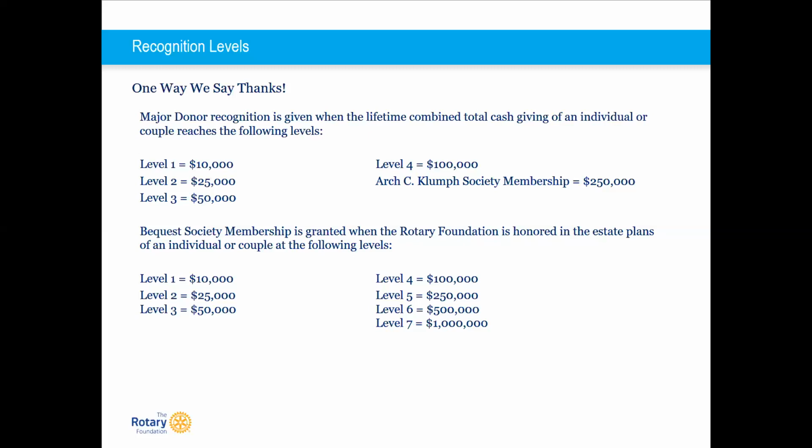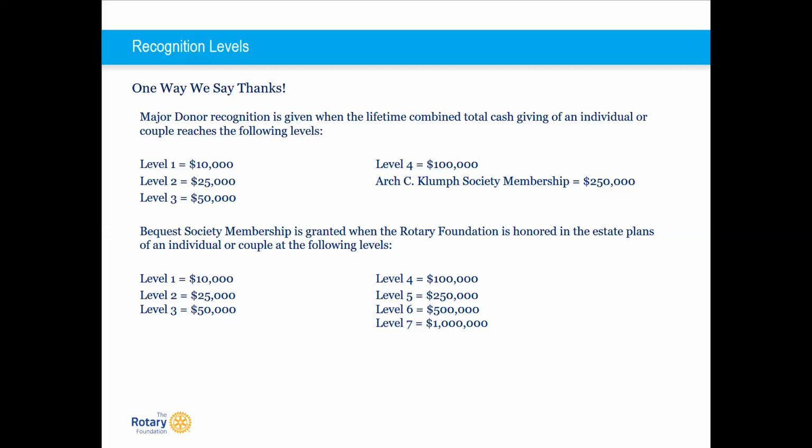Or they set it up so that at first death, Rotary gets 50. At second death, Rotary gets another 50. Well, then they're level 4 because at second death, the total amount is 100,000. So we have to be cognizant of that. And again, whatever donors decide is right for them, we're happy to recognize. We don't push one way or the other. Everybody's situation is different, and we are happy to recognize whatever the donors decide is right for them.